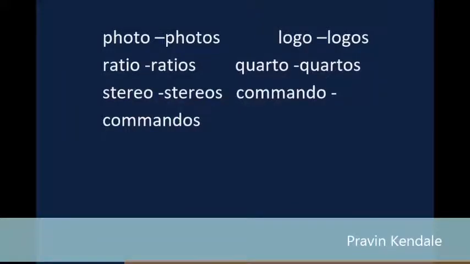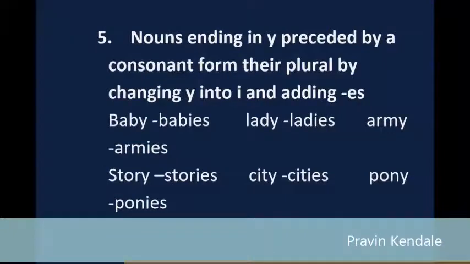5. Nouns ending in y preceded by a consonant form their plural by changing y into i and adding es. Baby, babies. Lady, ladies. Army, armies. Story, stories. City, cities. Pony, ponies.